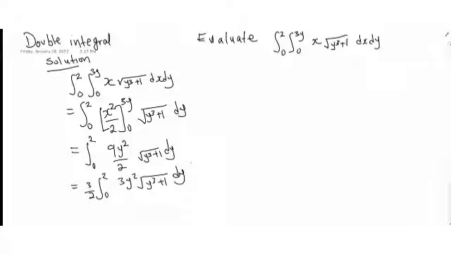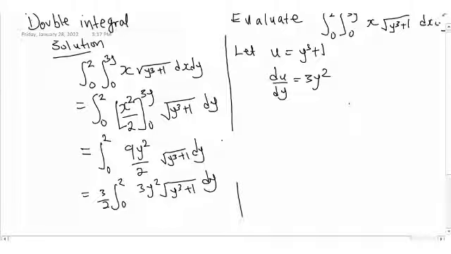Notice that if you differentiate what is inside this root, you are going to get 3y squared. So let us simplify the process by change of variable now. So say let u equals y cubed plus 1. Then if we differentiate u with respect to y, so we differentiate.